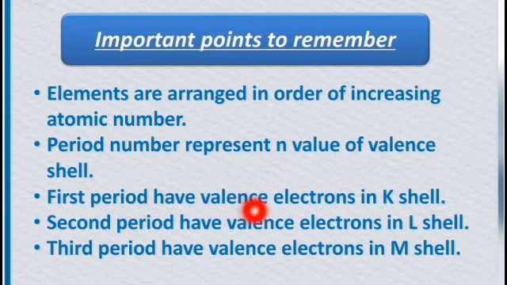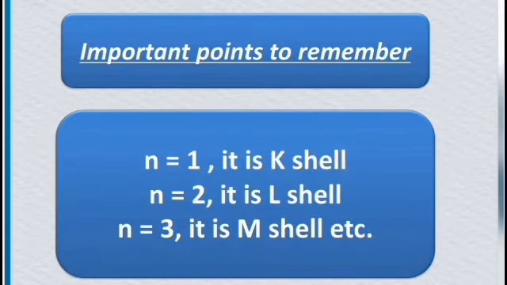The first period has valence electrons in the K shell. The second period has valence electrons in the L shell. And the third period has valence electrons in the M shell. Students, remember I told you that if n value is 1, it is the K shell. If n value is 2, it is the L shell. And if n value is 3, it is the M shell, and so on.